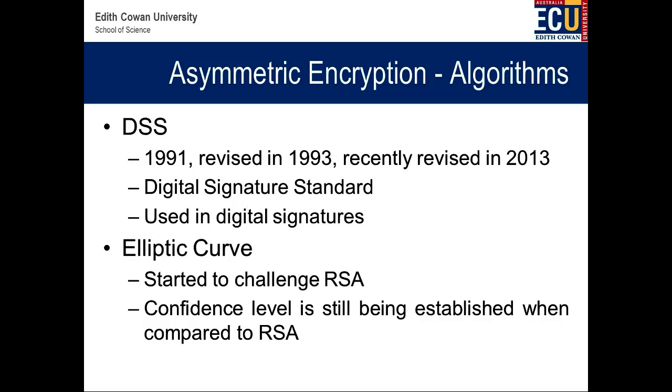And then the other example of asymmetric encryption is elliptic curves. Elliptic curves have started to challenge RSA. People are still evaluating elliptic curves, and the confidence level is still being established when compared to RSA, but the one thing that gives elliptic curves an advantage over RSA is that they are computationally efficient compared with RSA.